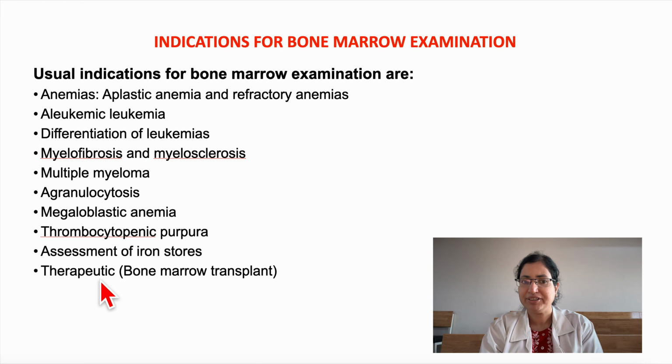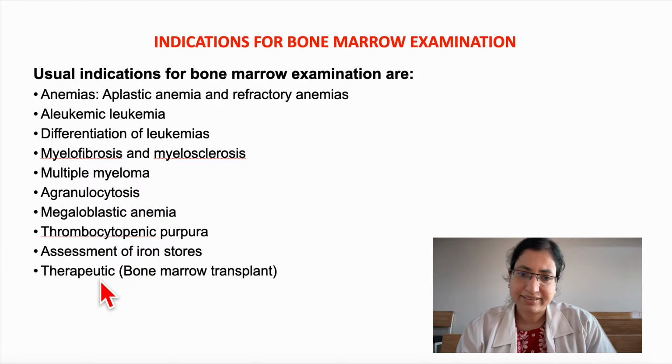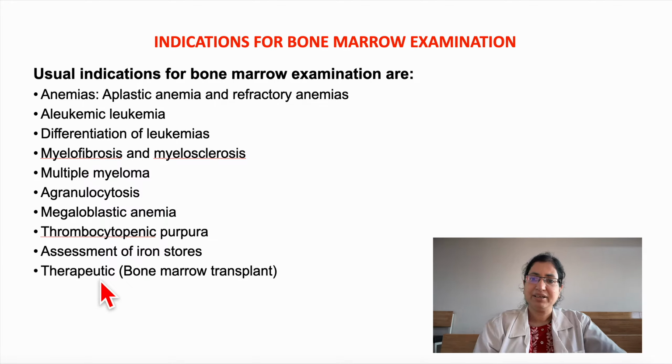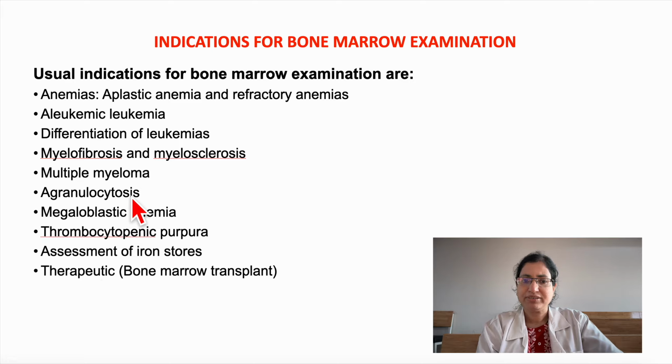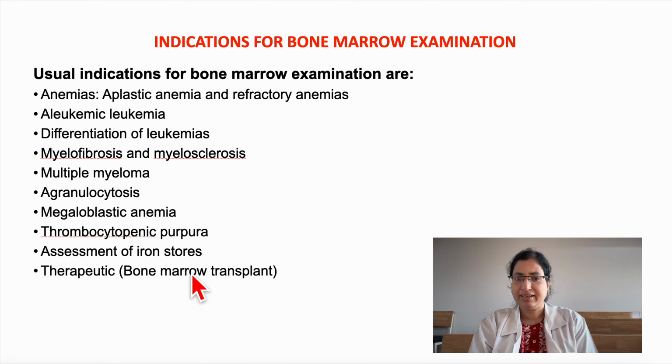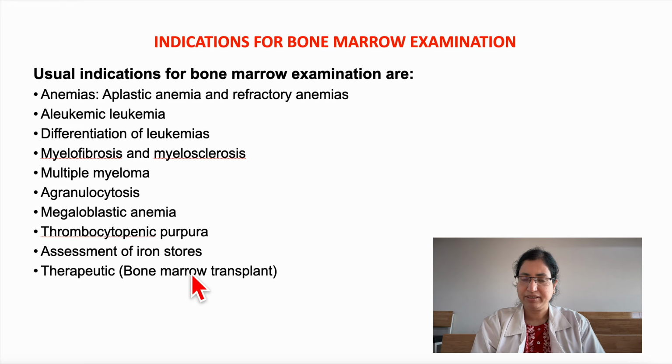Indications for bone marrow examination: anemias, aplastic anemia and refractory anemias, leukemia, that is, blood cancer. Differentiation of leukemias: different types of blood cancers we can diagnose with the help of bone marrow examination. Myelofibrosis and myelosclerosis, multiple myeloma, agranulocytosis, megaloblastic anemia, thrombocytopenic purpura and assessment of iron stores. Therapeutic bone marrow transplantation is required in the treatment of blood cancers. Before that, we have to examine the bone marrow from the donor.